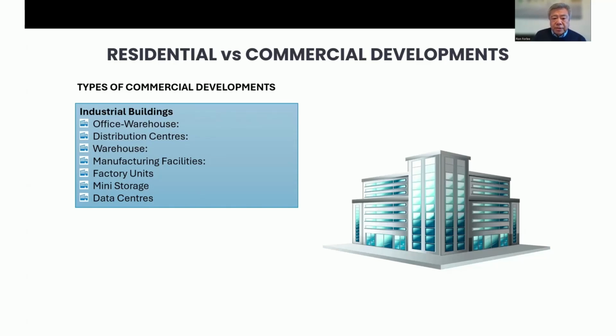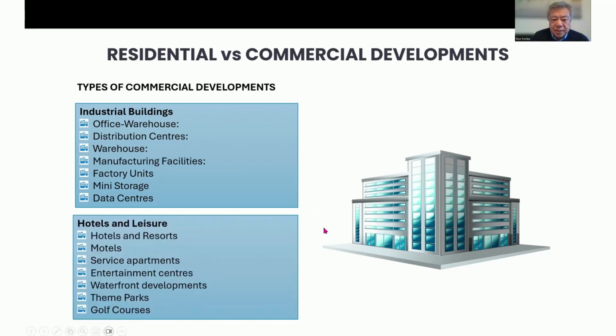Then we go to industrial buildings. You get office warehouses, you get distribution centers, warehouses itself, manufacturing facilities, factory units, which are strata titled and sold off individually, mini storage, and one of the growing sectors are data centers. Then you have hotels and leisure type of developments, which are your hotels and resorts. There are motels, service apartments, entertainment centers, waterfront developments, theme parks, and golf courses.